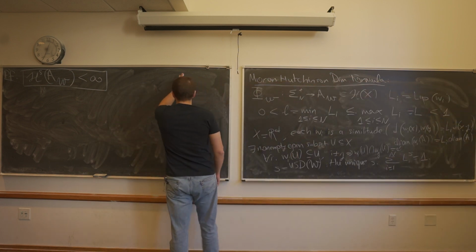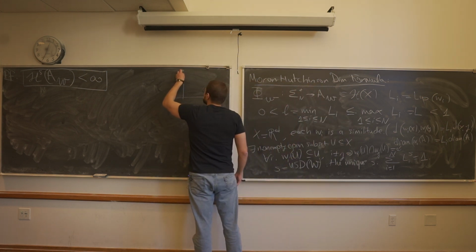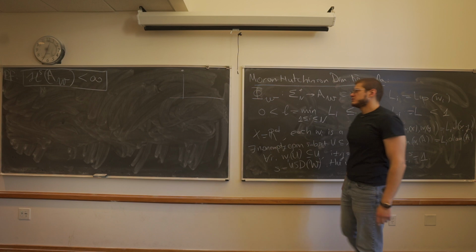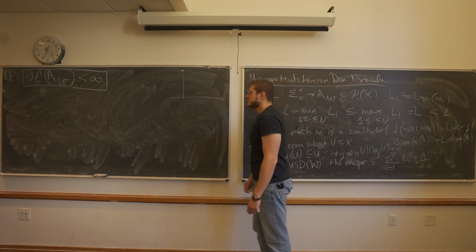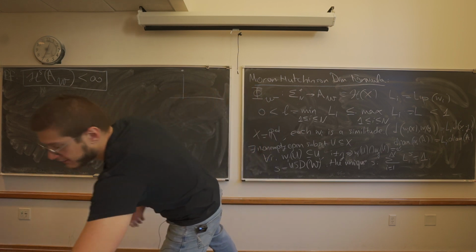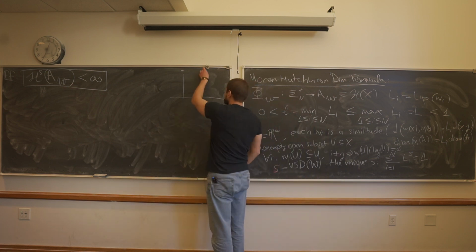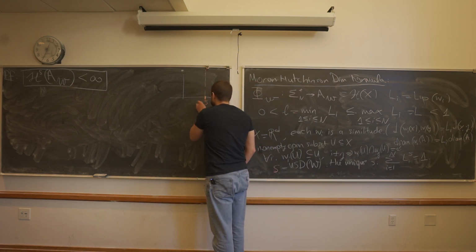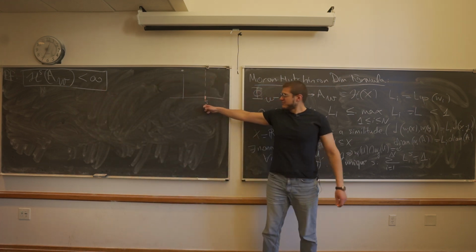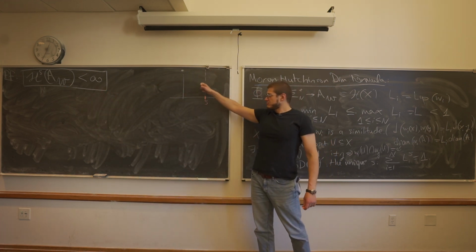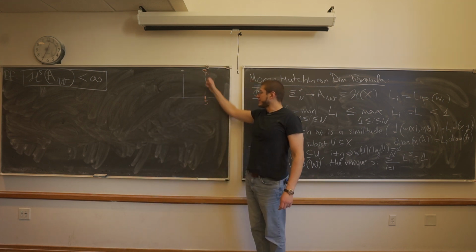Because recall, this is the graph for the S-dimensional Hausdorff measure of A sub W, and the horizontal axis is the S parameter. So somewhere here, we have this S. What this is saying is that if I were to plug in this S parameter, the value is not infinite. Which means that, okay, it could be 0, right?